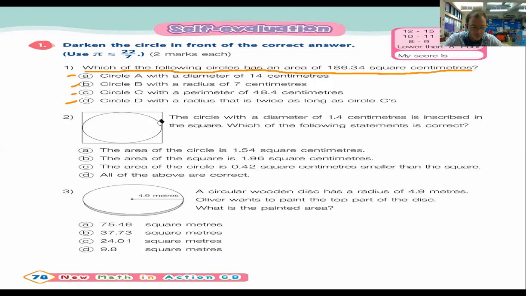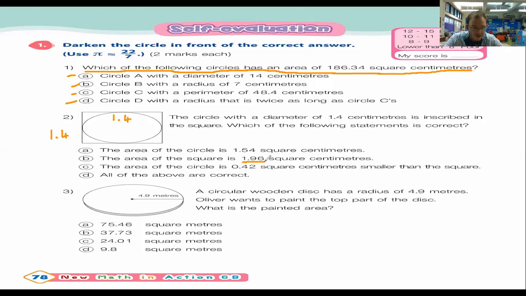So firstly, we can say that the length of each side equals 1.4 centimeters. This one and this one. So it's a square. Each side is 1.4 centimeters. So if you multiply 1.4 with 1.4, we get 1.96. So we know the area of the square is that.